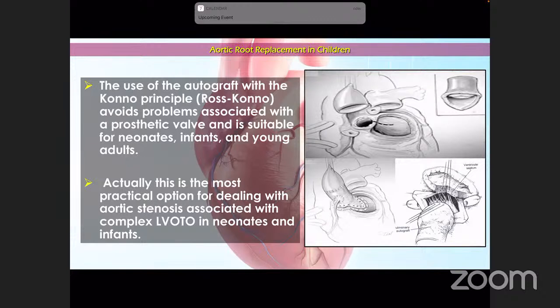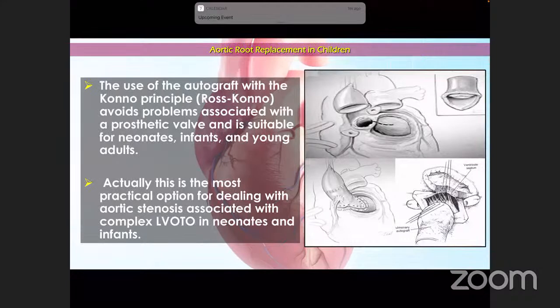However, from our Ross experience, we know that the RV muscle below the pulmonary valve is not a good support for the outflow tract. That muscle is weak, and with time it can dilate and actually become aneurysmal. In our series, we had two patients who developed aneurysms in the left ventricular outflow tract from the weak RV muscle below the pulmonary valve. So we don't do this procedure.